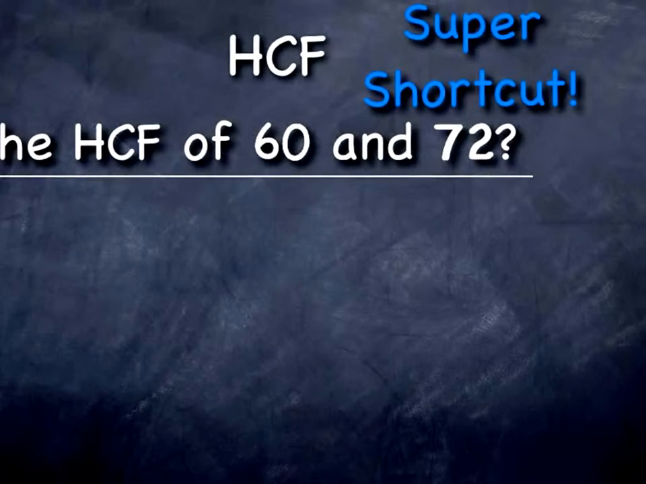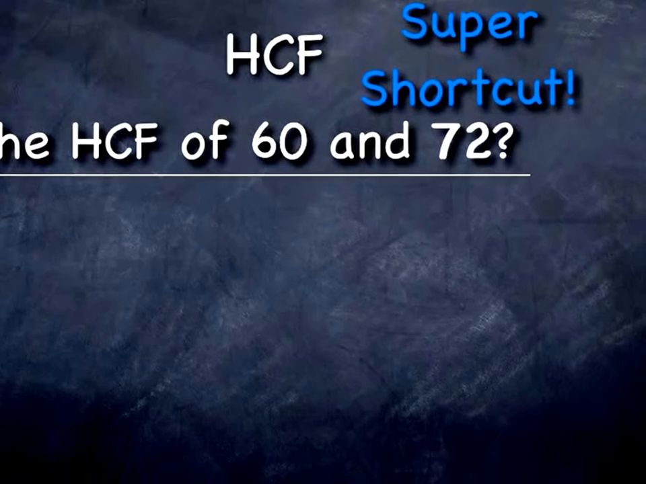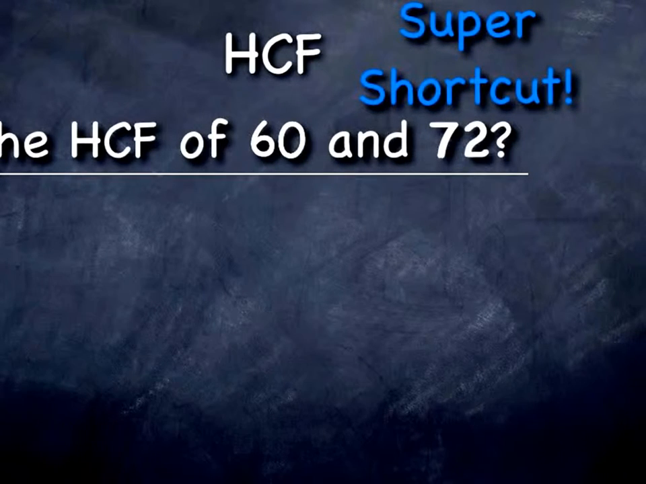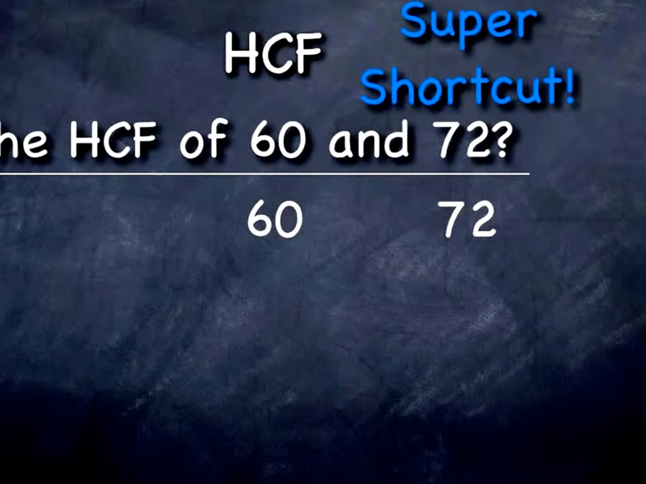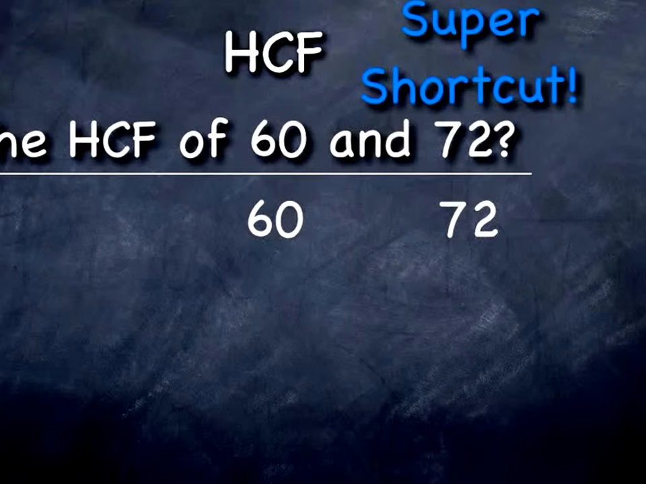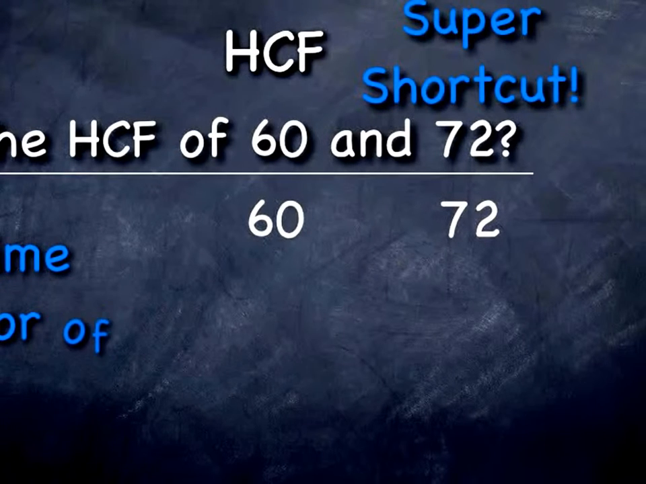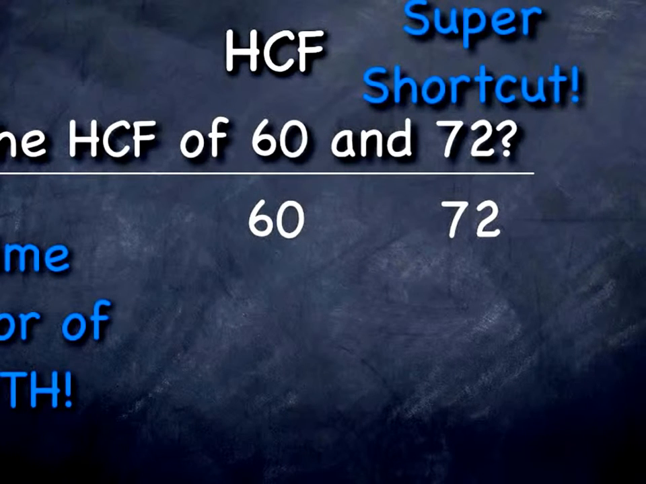But there is another way. We'll call it the super shortcut. And it may not be shorter, it just depends. And what we do is, just like our shortcut for finding the prime factors, we want to ask ourselves, does first the prime number 2 go into these numbers? And now it's a matter of, do the prime factors go into both numbers?